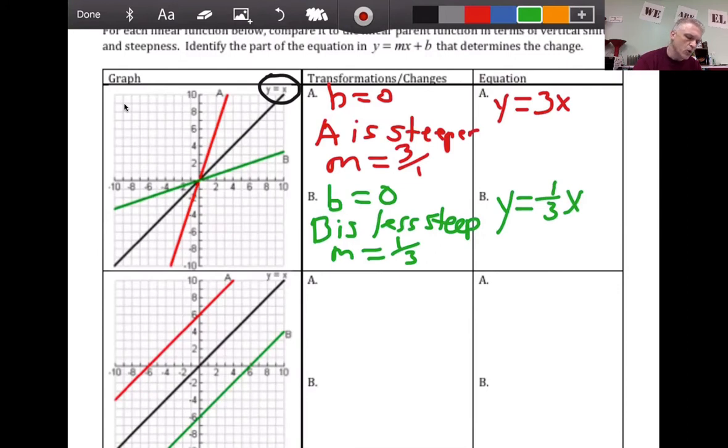All right, so the second set of lines. Once again, we have the parent graph in black, y equals x, or y equals 1x plus 0. The m is 1, the b is 0. Compare it to A. A is parallel to the parent graph. Line A and the parent graph are parallel. Now, what do we know parallel means? Parallel just means same slope.